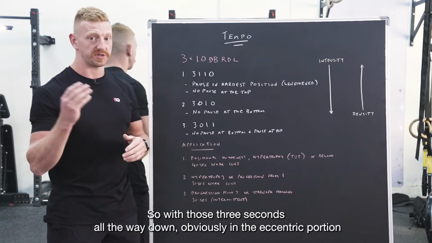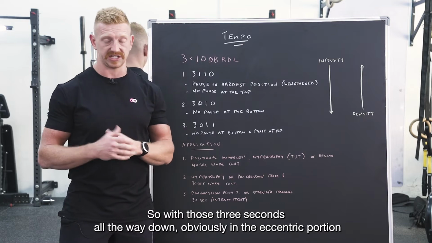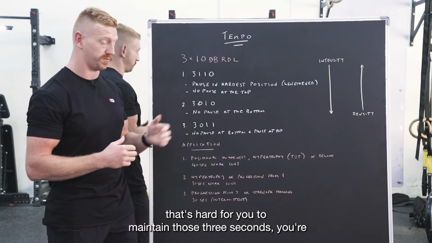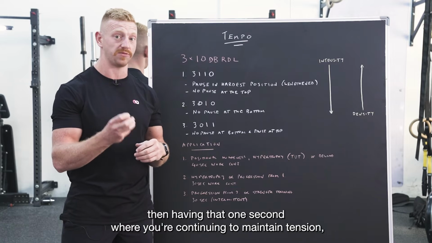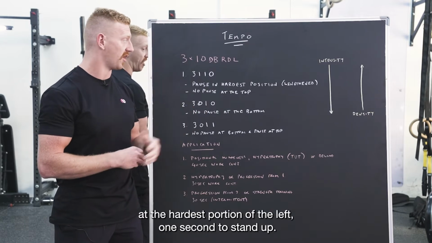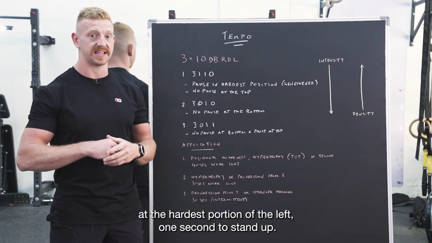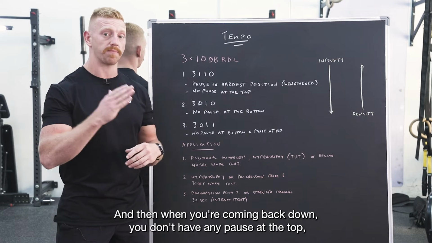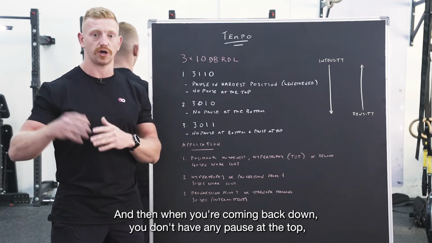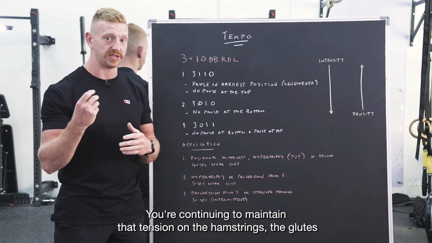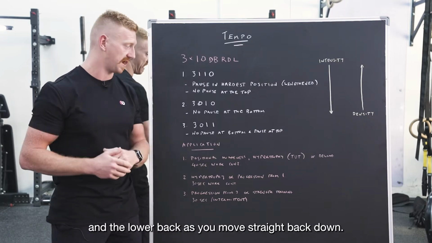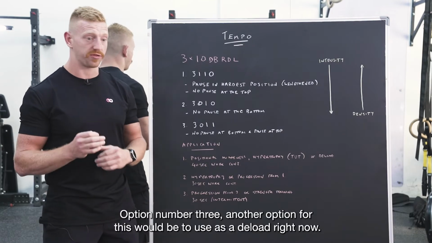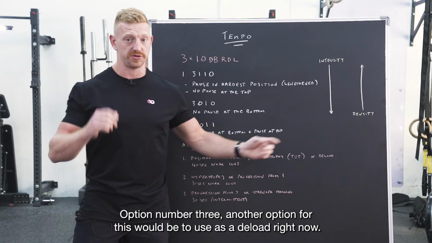So with those 3 seconds on the way down, obviously in the eccentric portion, that's hard for you to maintain those 3 seconds. You're then having that 1 second where you're continuing to maintain tension at the hardest portion of the lift. 1 second to stand up, and then when you're coming back down, you don't have any pause at the top, so you can't catch your breath. You're continuing to maintain that tension on the hamstrings, the glutes and the lower back as you move straight back down. Option number 3, another option for this would be to use as a deload.